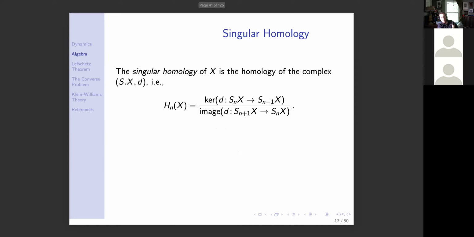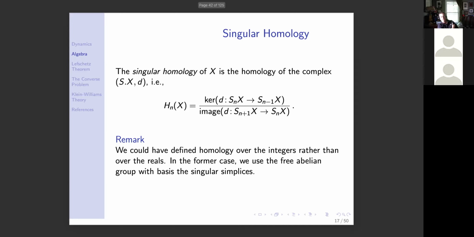And the singular homology is defined by taking the kernel of the nth boundary operator divided by the image of the previous boundary operator. So that's the nth homology. That's a vector space. But we could have defined homology over the integers rather than over the reals. Instead of using vector spaces, we would use free abelian groups with bases the singular simplices. So you could have defined this as an abelian group instead, and that's also useful to know.